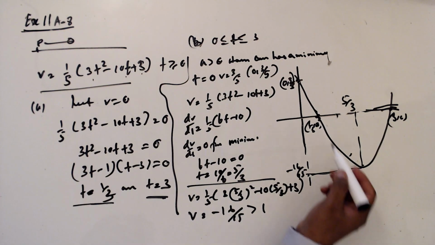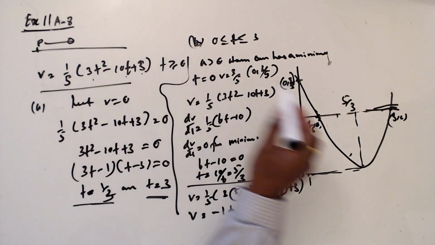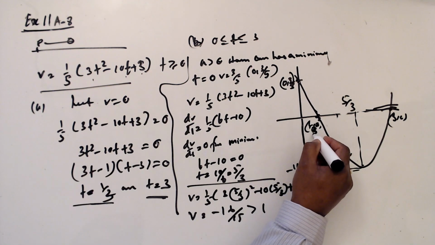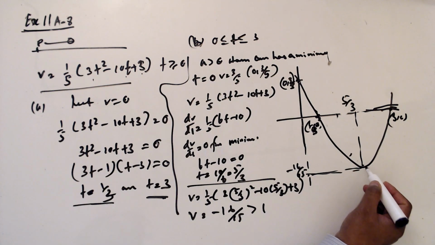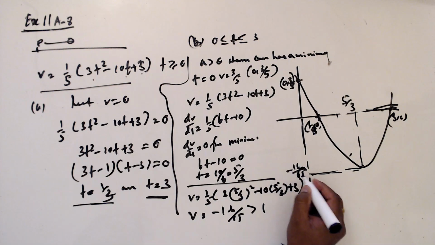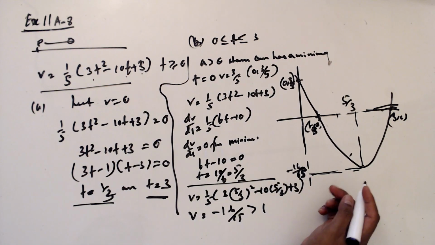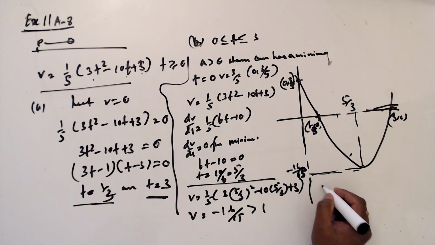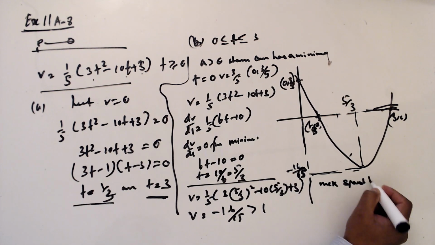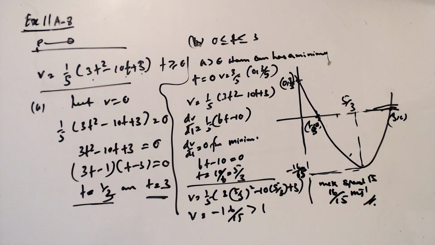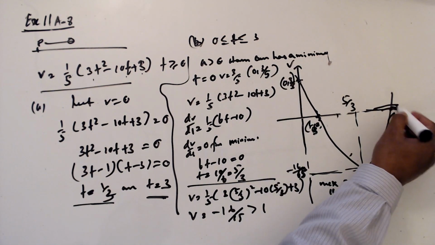Now we can see that the particle moves and comes up to here when t equals 1/3, instantaneous velocity 0, changes direction, and then it moves in the other direction, reaching a maximum of 16 over 15. So out of both directions, the maximum speed is 16 over 15 m s to the minus 1. This is velocity and this is time.